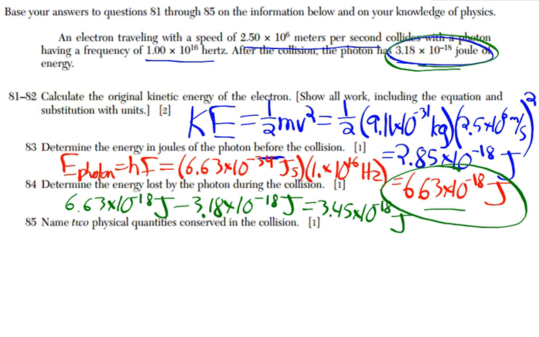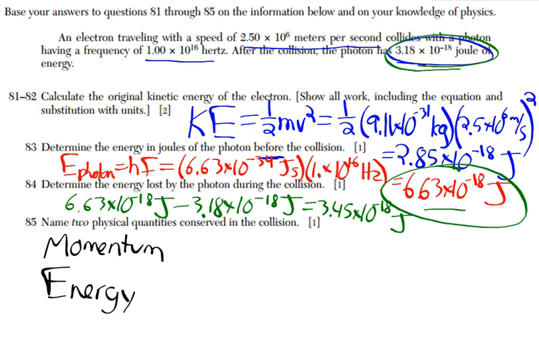All right, number 85, name 2 physical quantities conserved in the collision. And you can just name quantities that we know are conserved in any collision. So we can name our 2 favorite conservation laws: conservation of momentum and conservation of energy. These are both conserved. If you want even more, you can say mass or charge is also conserved.